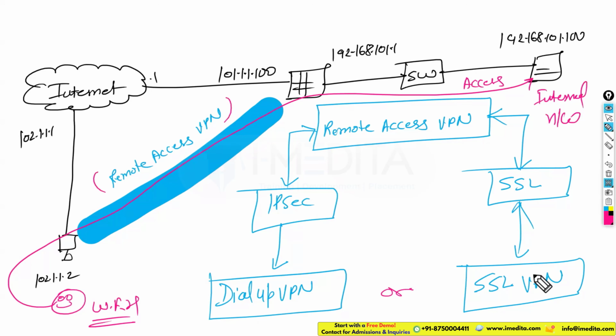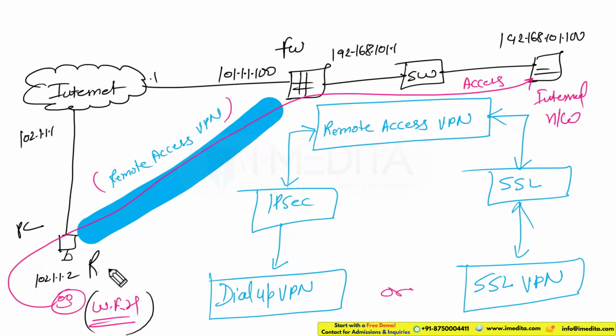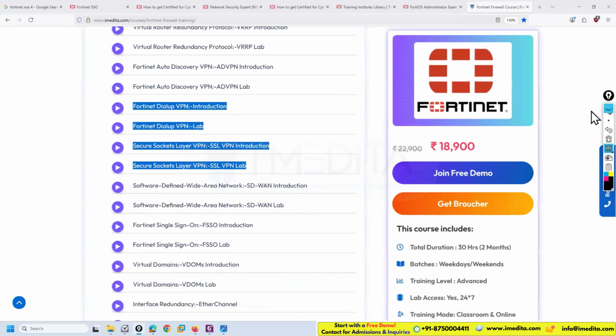So dial-up and SSL will be configured between PC and firewall so that work from home users or remote users can access the internal network. So this is the difference and similarities between dial-up and SSL.